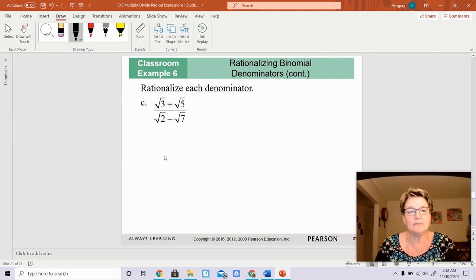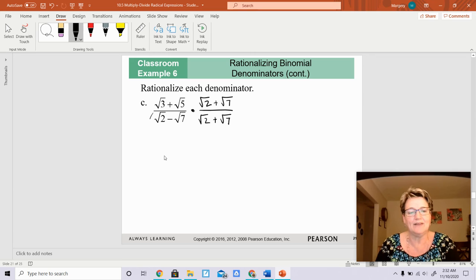All right, this one's a little bit busier. I'm going to multiply the top and bottom by, I don't care about the numerator. I'm only looking at the denominator. Remember, you copy it. You change the sign into its opposite. So you copy it exactly the way it looks, but you change the sign.